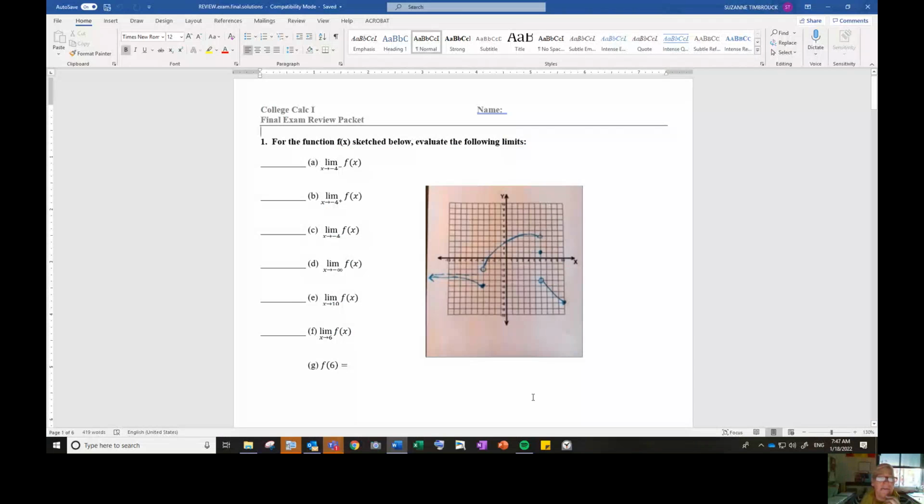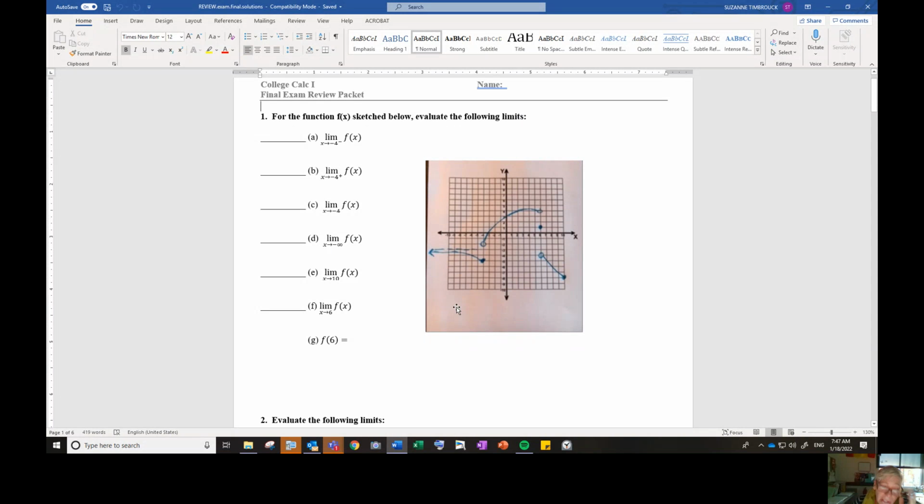All right, this is your final exam review packet. I am going to do a video for each page in case you need to re-see it or if you miss class. So question number 1 uses this graph, obviously, and you're asked to find the limit.